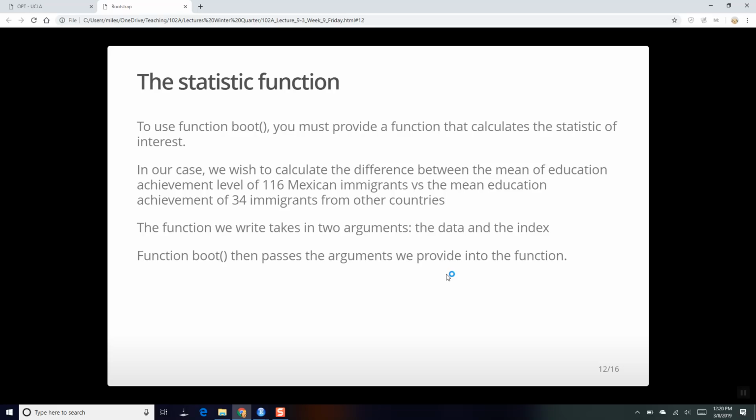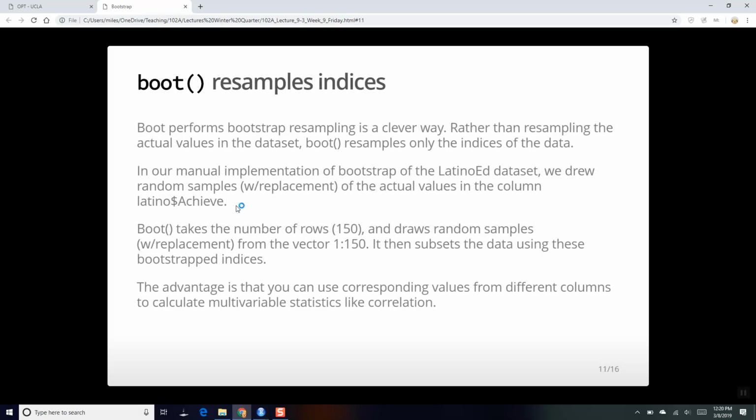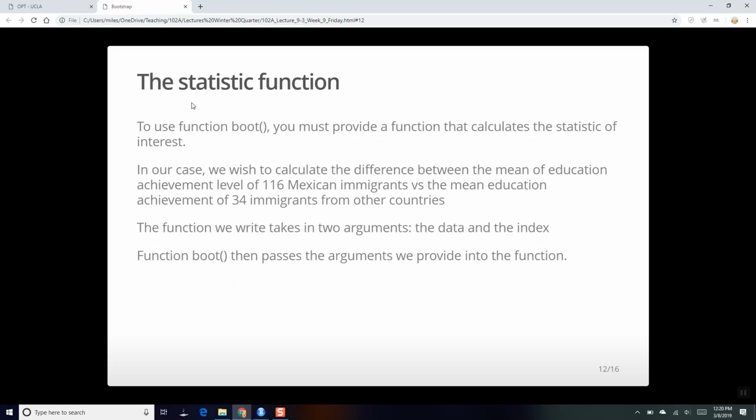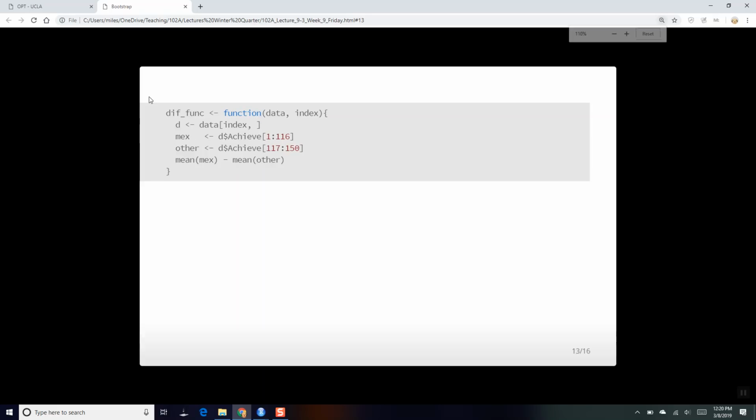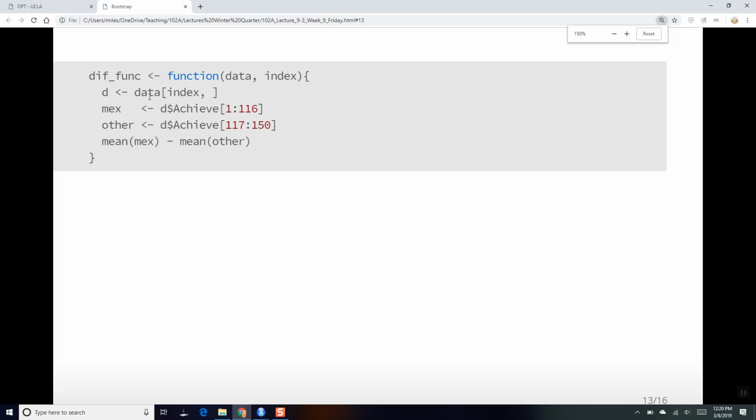Because this function boot itself is expecting a function of 2 arguments, and it's going to try to put 2 arguments into that function. If you give it something that doesn't work that way, it's going to crash. So this is what our function might look like. It's a function of the data and the index, and I've called this the difference function. Let me just see if I can make this a little bit bigger for you guys.